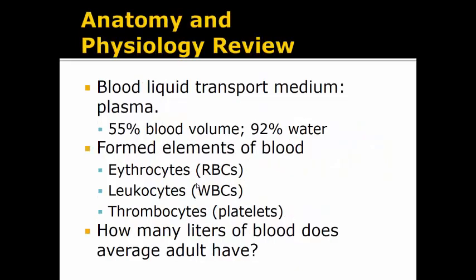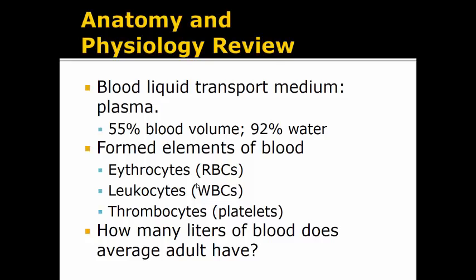Now, plasma is what's going to transport your blood, and it is about 55% of your blood volume, and it's 92% water, essentially. So a good bit of your water is in plasma. It also has the formed elements with your erythrocytes, or red blood cells, your leukocytes, that are your white blood cells, and your thrombocytes, which are your platelets.